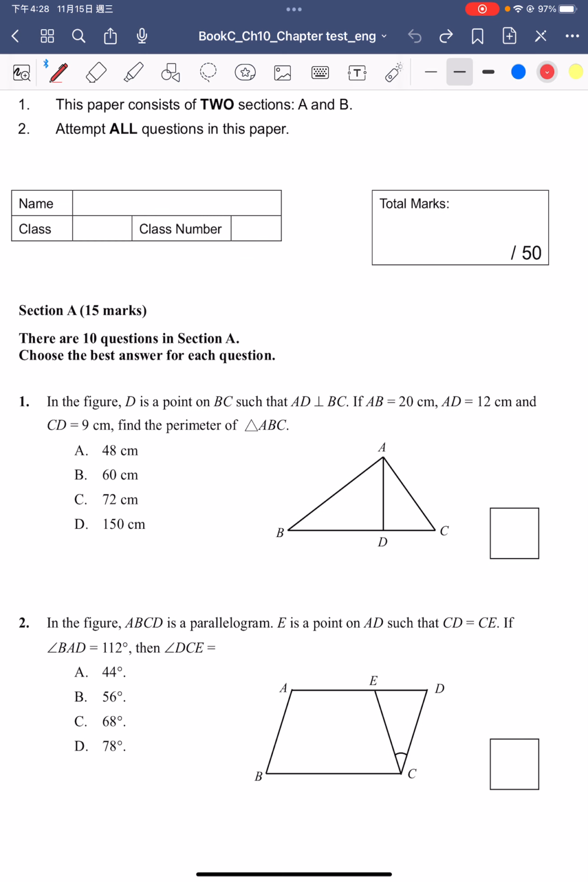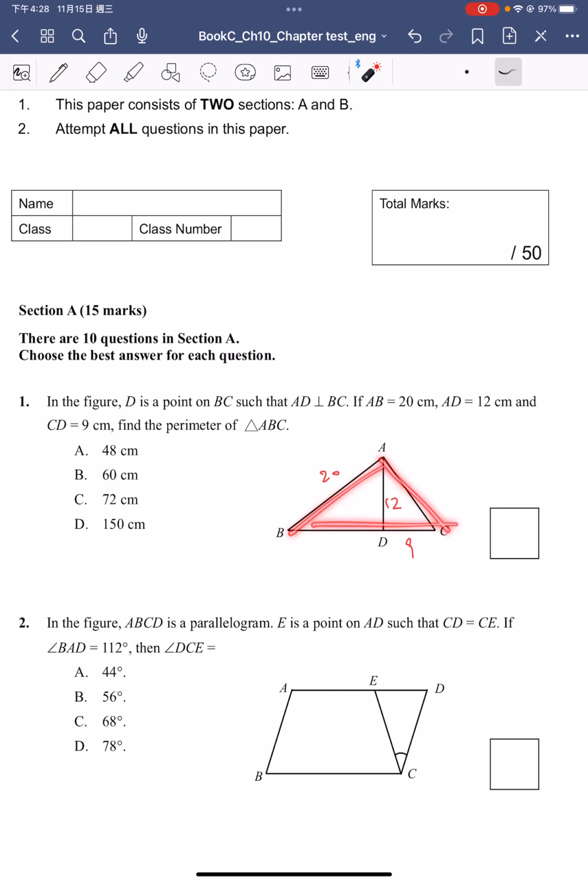For the first question, the multiple choice, we have D is a point on BC such that AD is perpendicular to BC, which means we have 90 degrees here. And then if we have AB is equal to 20, AD is equal to 12, and CD is equal to 9, what we're going to do is find out the perimeter of triangle ABC, which means all of the lengths adding up.